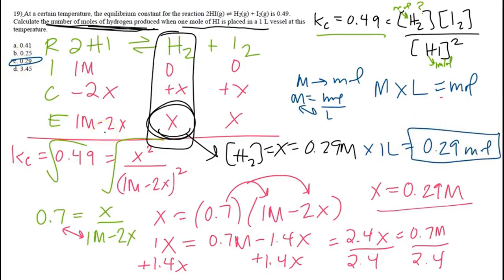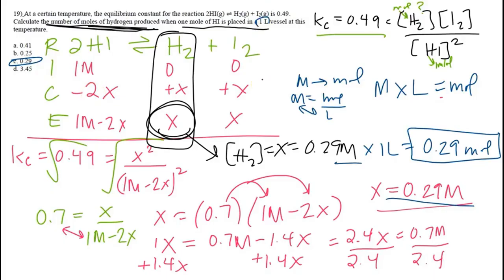Now this one was easier. A lot of times people say, well, it's obviously x. No, this is molarity, this is moles. In this type of question, when you got 0.29 for your x, you could have easily gotten the right answer, right? Correct. But what if it wasn't a 1 liter vessel?